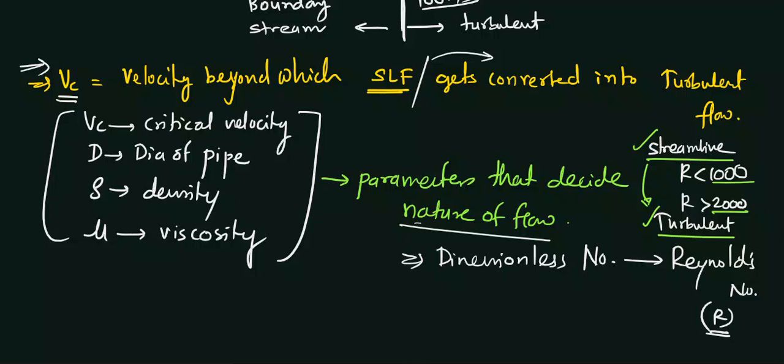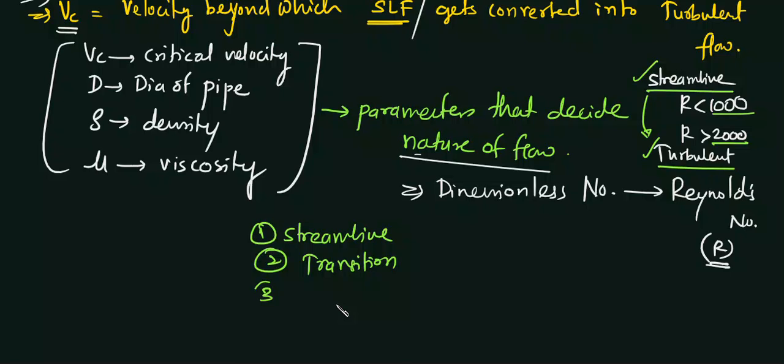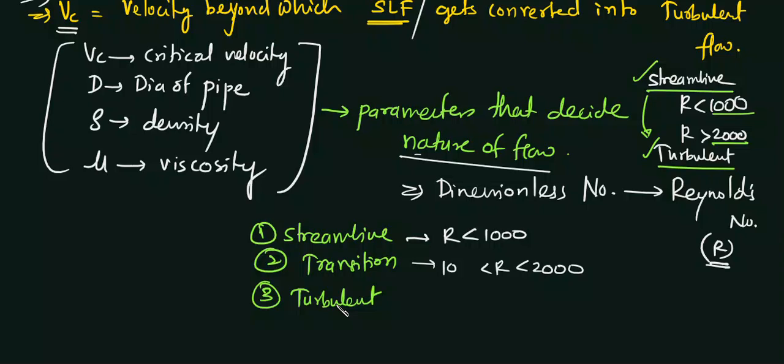Okay, so there are three types of flows. First one is streamline, second one is transition flow, where you cannot decide whether the flow is streamline or turbulent, and third one is turbulent. For streamline, the Reynolds number is less than 1000. For transition, the Reynolds number is greater than 1000 but less than 2000, and for turbulent, the Reynolds number is greater than 2000.